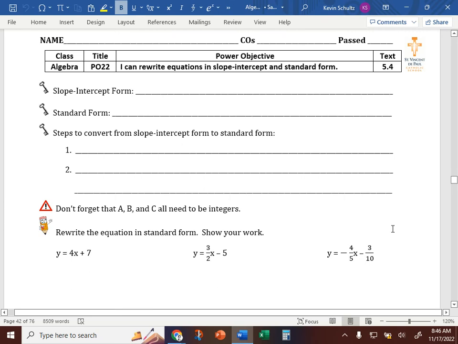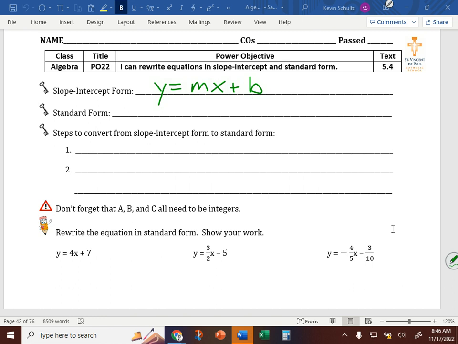Good day, Algebra. We are going over PO22, which is converting from one form of a linear equation to another. We talked yesterday about slope-intercept form, and let's write it down again up here. Not the definition of it, but what it looks like, the form, y equals mx plus b. And there's another form of a linear function that gives us different information.